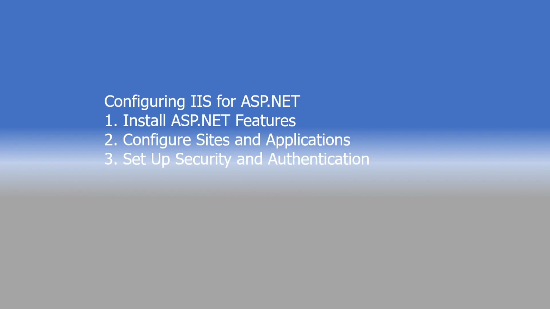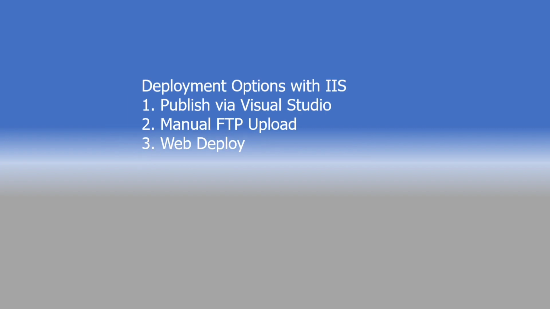To configure IIS for ASP.NET, you need to install ASP.NET features, configure sites, and set up security and authentication. You can deploy ASP.NET applications using Visual Studio publishing, manual FTP uploads, or Web Deploy for automated deployment.